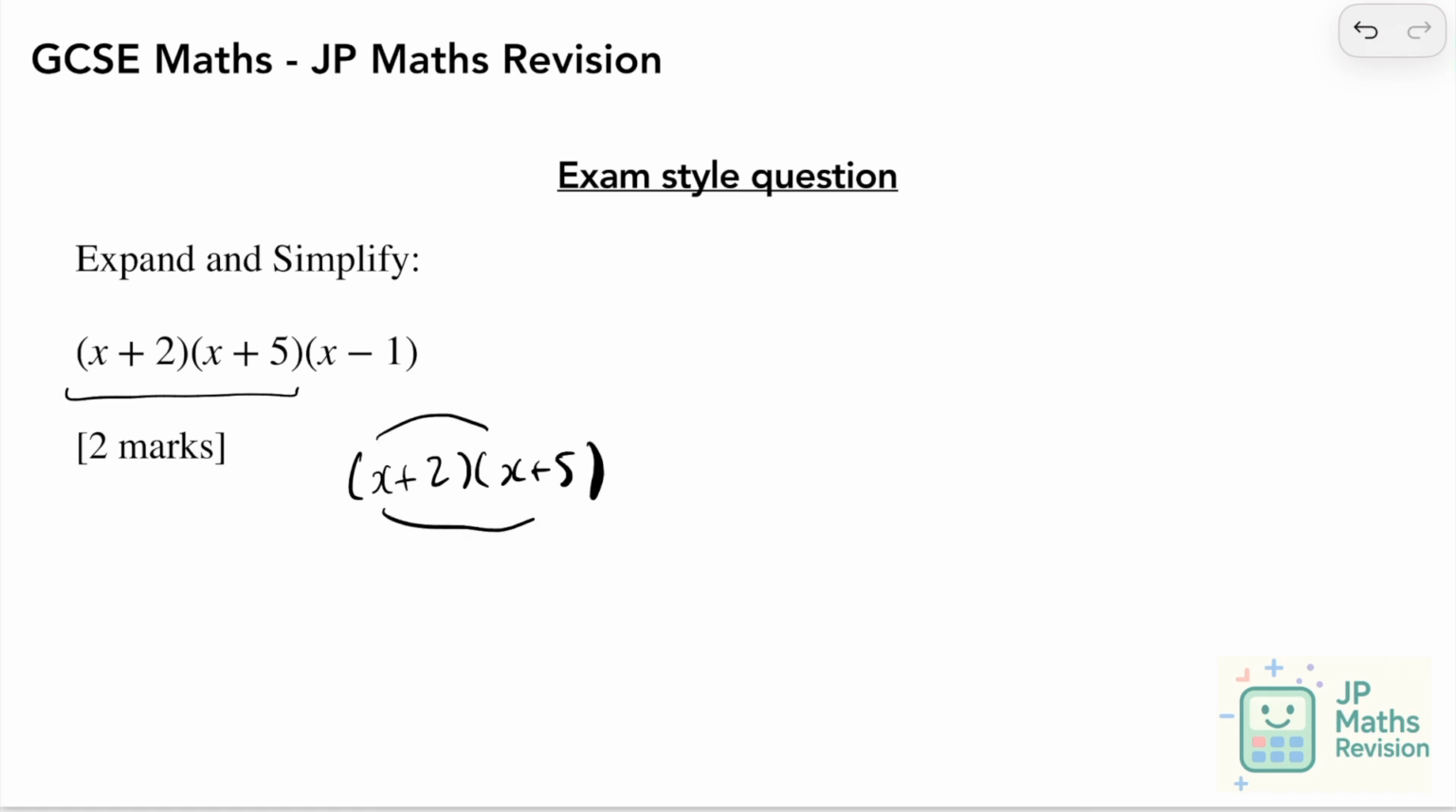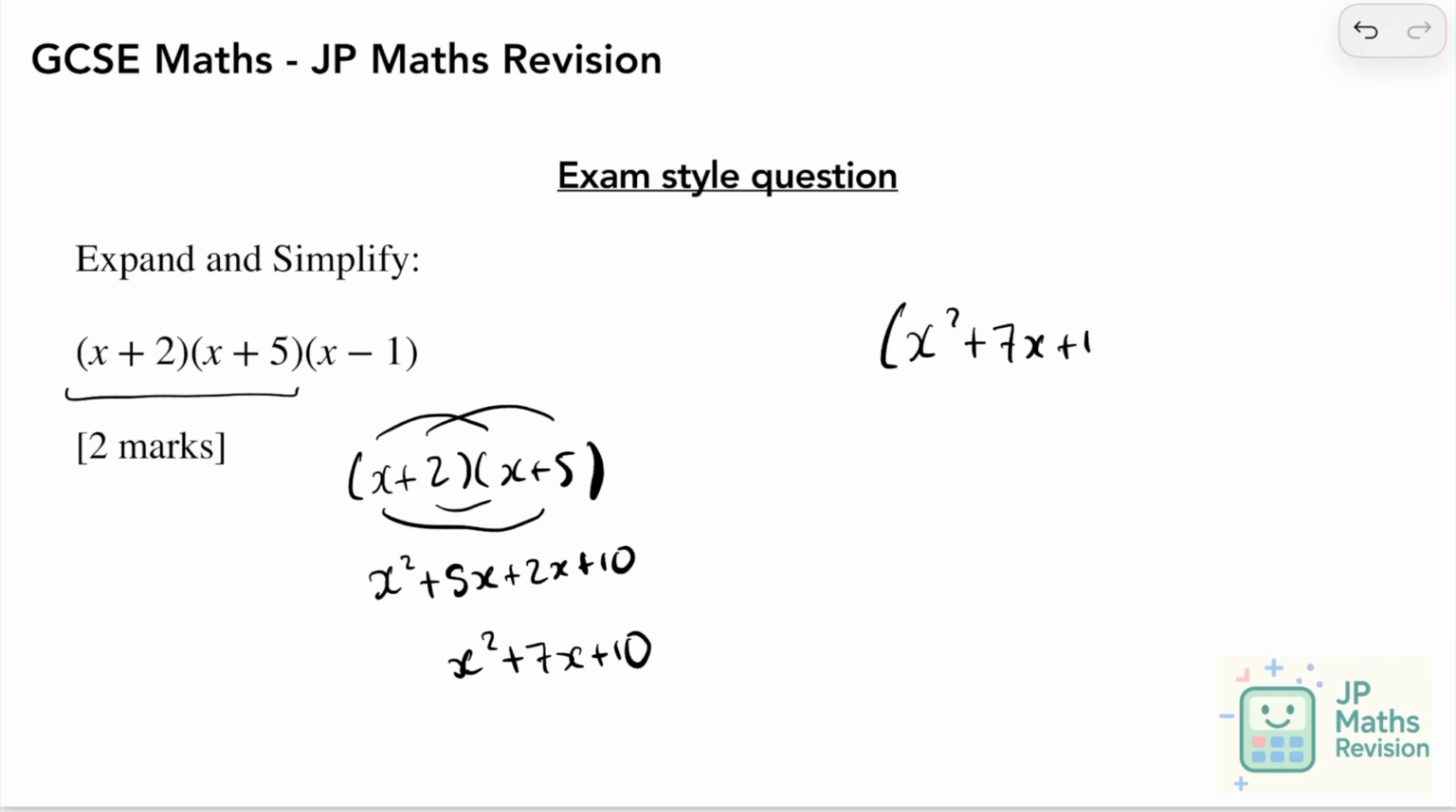So expanding that, we end up with x squared plus 5x plus 2x plus 10, which simplifies down to x squared plus 7x plus 10. And we're going to times this by x minus 1. So we've got x squared plus 7x plus 10 times x minus 1.